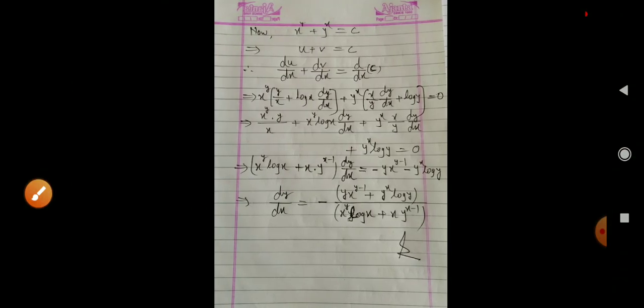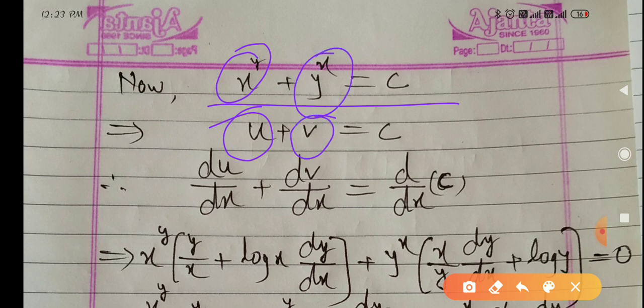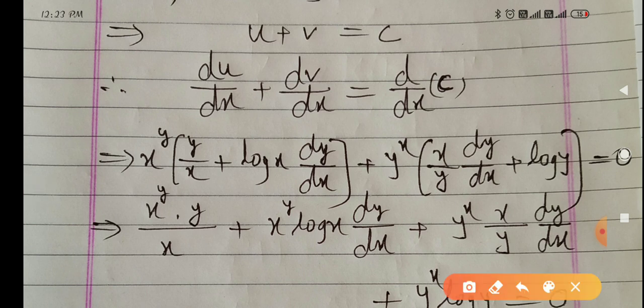Now you can see it was given x to the power y plus y to the power x equals c. x to the power y we have taken u, y to the power x we have taken v, equals c. Now differentiate both the sides with respect to x: du upon dx plus dv upon dx equals d upon dx of c. C is constant, so its differentiation will be 0. So in the next step, I have put the value of du upon dx and dv upon dx.